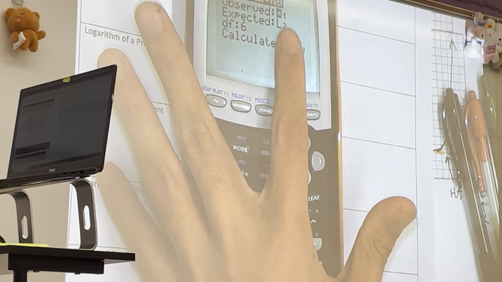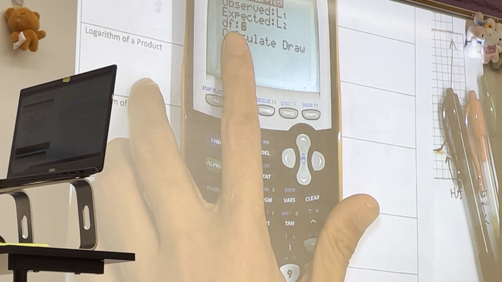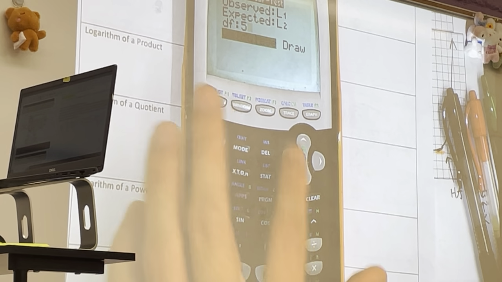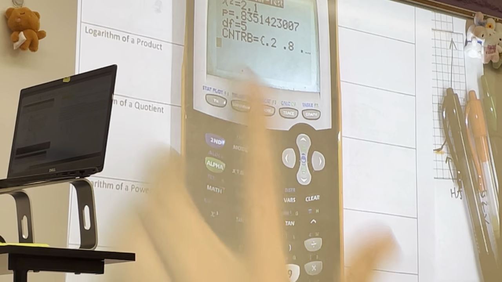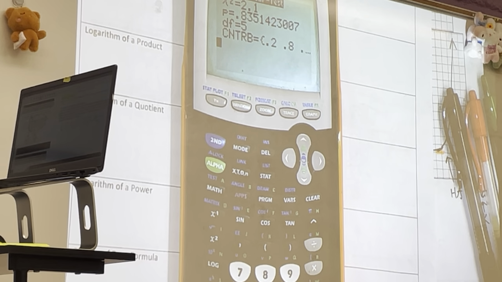So I have my observed and my expected. My degrees of freedom, I guess you have to put this in manually. I have 5 degrees of freedom, okay? So once I put that in, I press calculate. My chi-square test statistic, if I were to add up all 6 of those values, is going to be equal to 2.1. The p-value is 0.8351. So it's a very large p-value, okay? So that's how you operate the calculator.